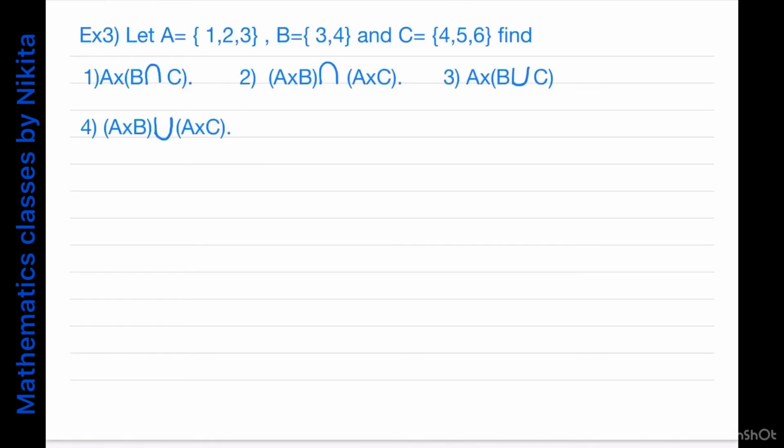Now let's see example number 3. Let A equal 1 comma 2 comma 3, B equal 3 comma 4, and C equal 4 comma 5 comma 6. You have to find, first, A cross B intersection C. To find this, first we have to find the set B intersection C. B intersection C is the set of all common elements in B and C, so it will be equal to just 4.